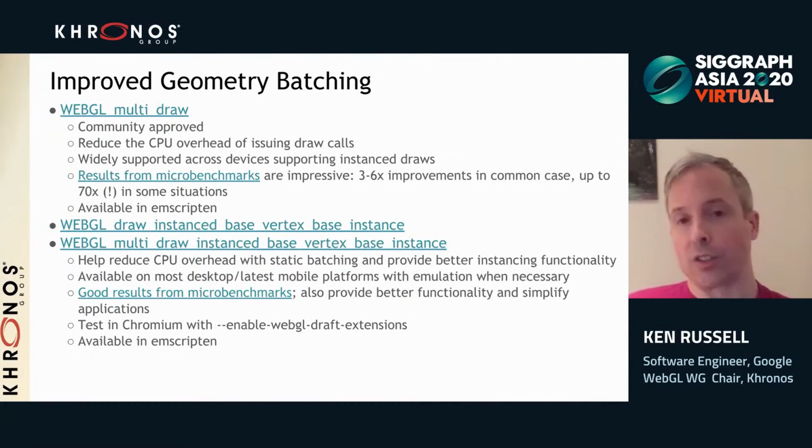Next, there are 2 extensions that finally expose base vertex and base instance functionality. These help reduce CPU overhead with static batching and provide better instancing functionality. They're available on most desktop and the latest mobile platforms, with emulation of the base instance functionality when necessary. These extensions are offering good results in micro-benchmarks, and they also provide better functionality and simplify applications.